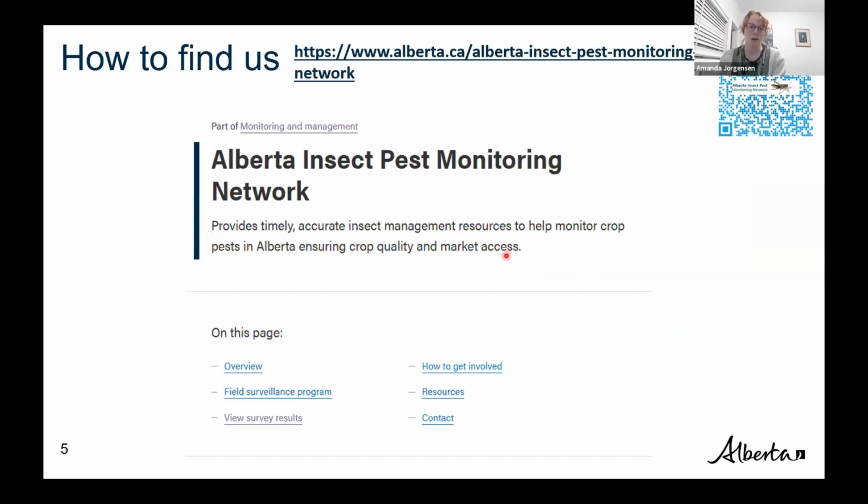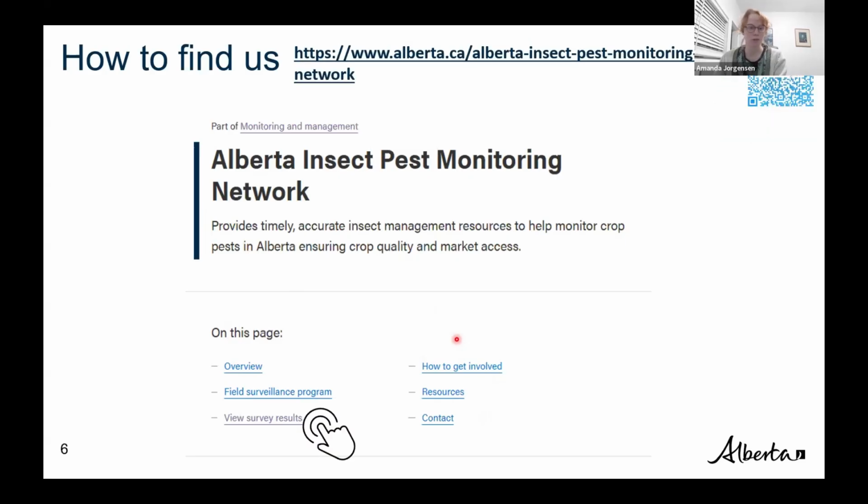Now, if you're looking for our website in particular, the Alberta Insect Pest Monitoring Network can be found at alberta.ca/Alberta Insect Pest Monitoring Network with dashes in between each of the words, or you can click the QR code in the corner here, and that will take you right to that website. So when you get to that website, we've got a little blurb that describes our network and what we do. We also have an overview of the group and our surveillance program, a link to see survey results, and information on how to get involved in further resources.